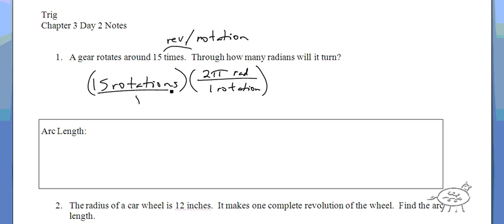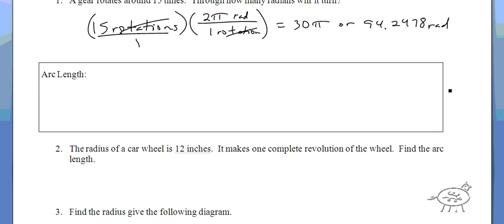Okay? And then, of course, this is over 1. The rotations cancel, and we just have radians. And our answer is 30 pi radians. Or, if I ask you for a decimal, 94.2478 radians. Okay? It's pretty easy.